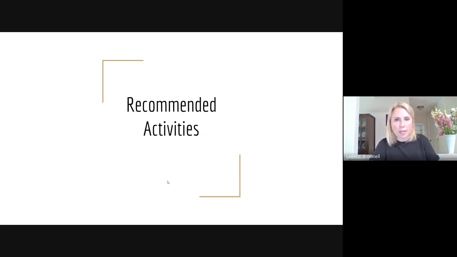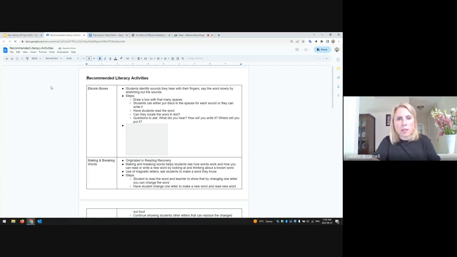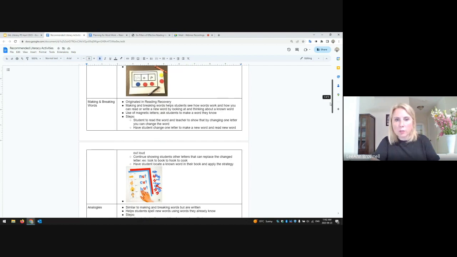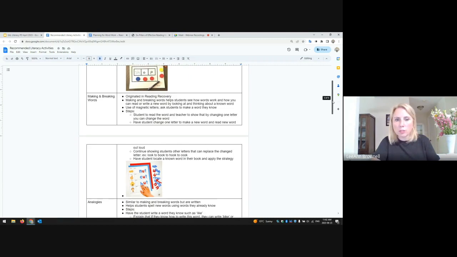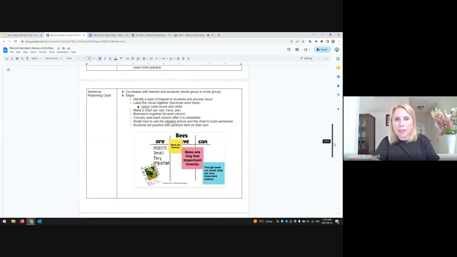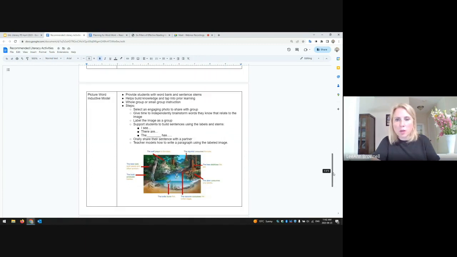So what are some recommended activities? So we've got a document here that highlights some strong literacy activities. So we've got Elkonin boxes. How can you make and break words? So again, we've got different ways to make and break up words. How to do analogies, my pile, your pile, a sentence patterning chart, the picture word inductive model.